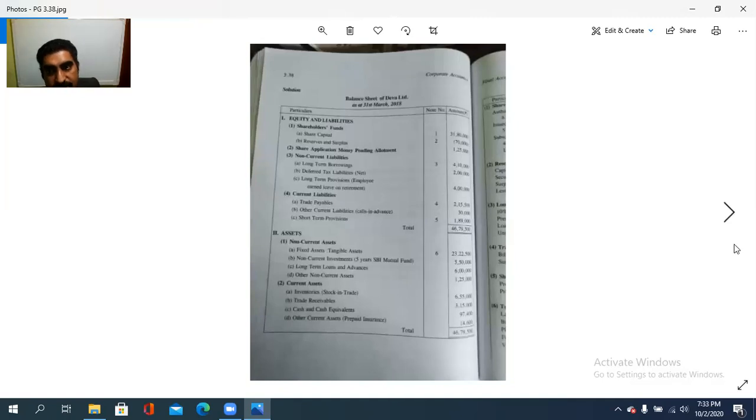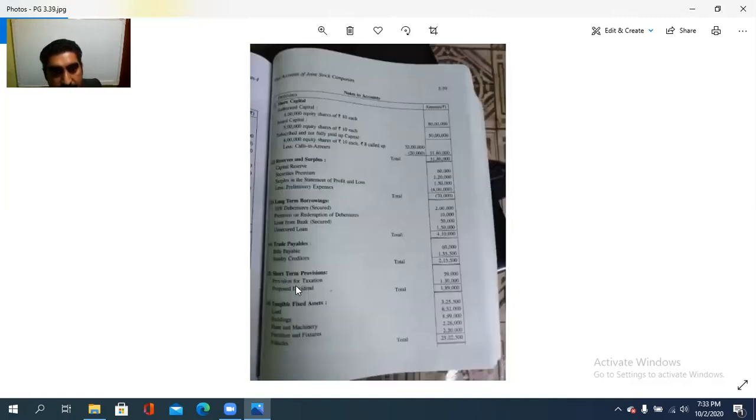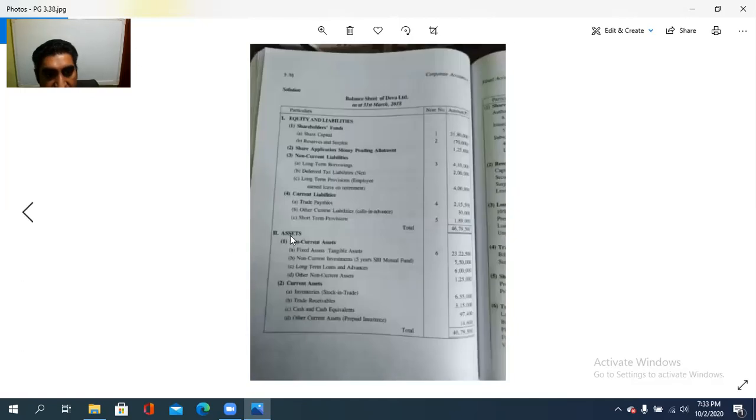And short-term provision, what all is there? That is provision for taxation and proposed dividend is there. So short-term provision for taxation and proposed dividend 59,000 plus 1,30,000, 1,89,000, that we are already putting there, and thereby we take the total as 46,79,500.